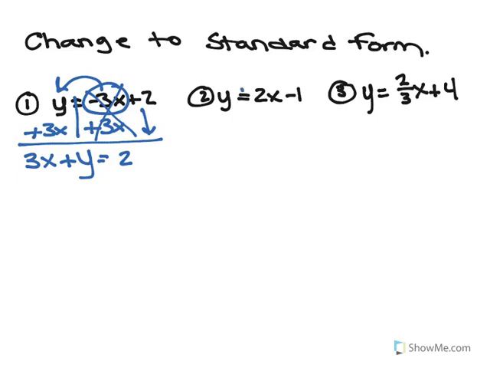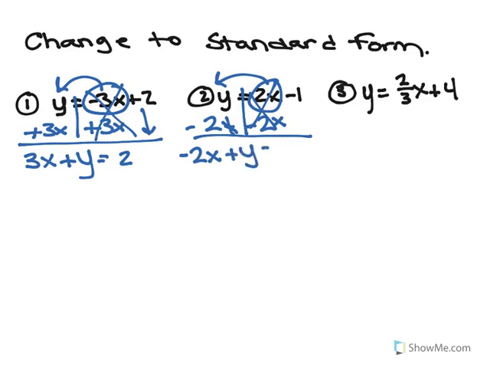Okay, let's look at the next one. Same steps. Move the x over with the y. Make it a minus 2x because it's positive, we do the opposite. So we're going to write minus 2x because that makes it negative, plus y because y is positive. And on this side, we bring down the negative 1.